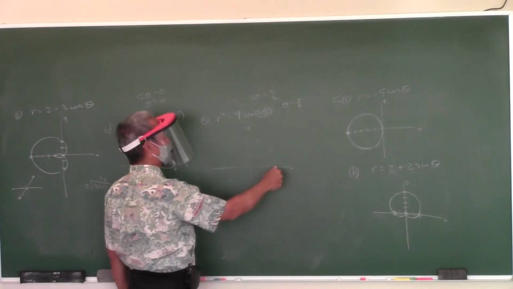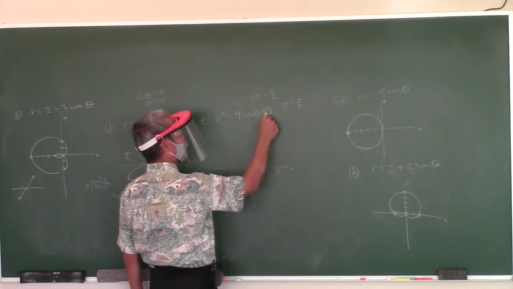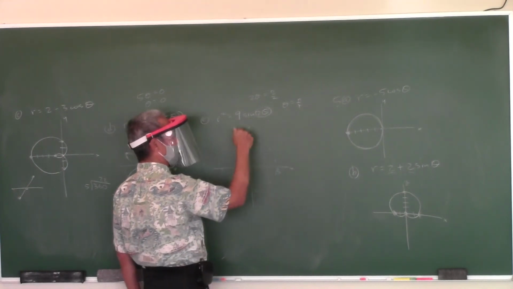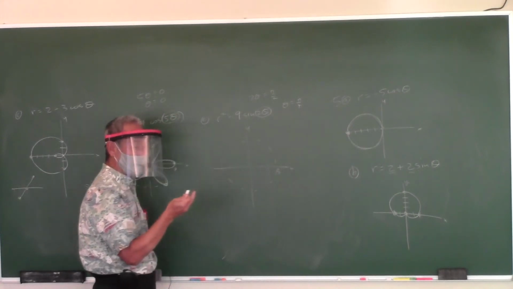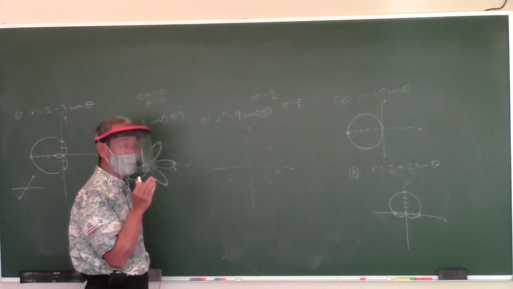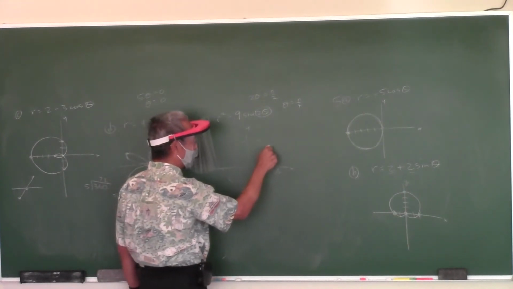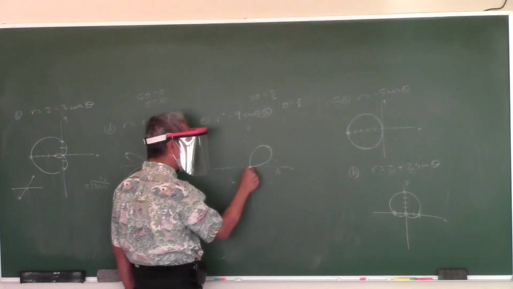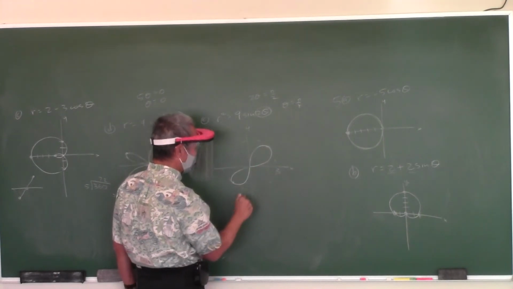Okay, so what happens when you plug in pi over 4 here? What is 2 times pi over 4? Pi over 2. Sine of pi over 2, 1. 1 times 9 is 9. If r squared is 9, what is r? Plus or minus 3. So not only do you have 3, you got negative 3 here. So you got one petal of the lemniscate there, and the other one's going to be there.